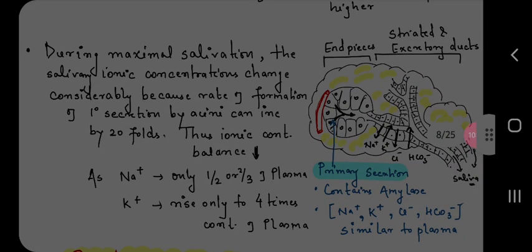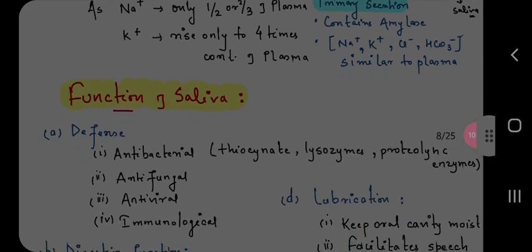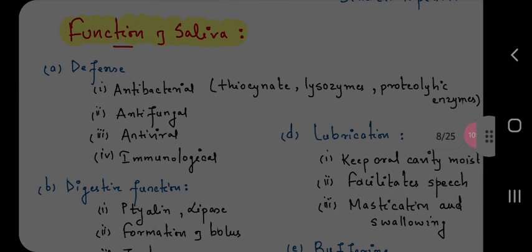Add sodium, only one half or two-thirds of plasma, and potassium rise only to 4 times. Contains amylase, sodium, potassium, chloride, bicarbonate similar to plasma. Functions of saliva: defense, antibacterial, antifungal, antiviral, immunological, IgA, thiocyanate, lysozymes, proteolytic enzymes.